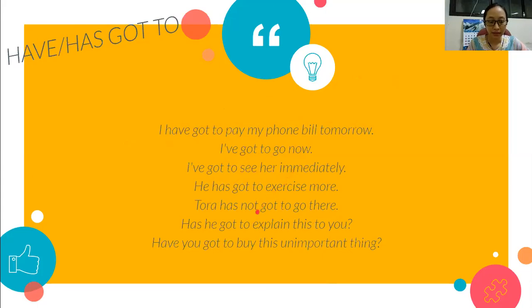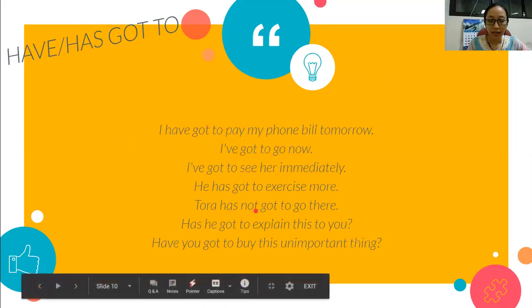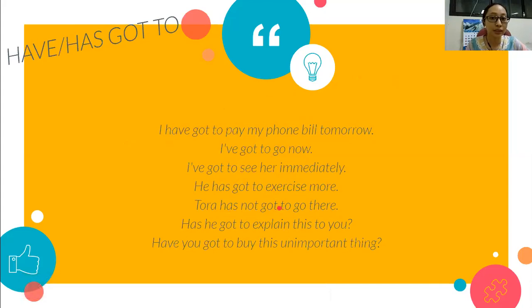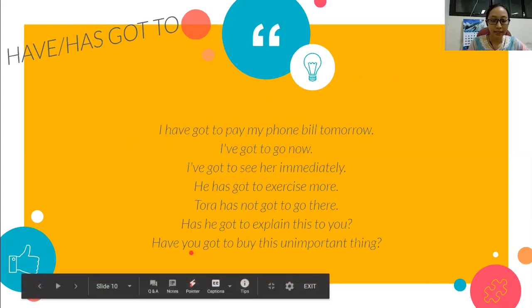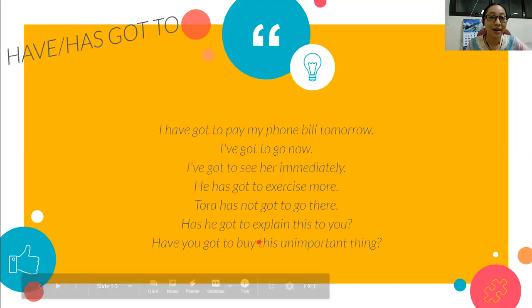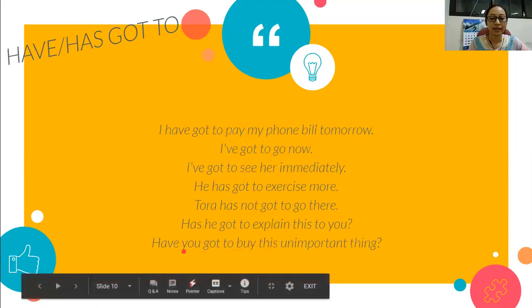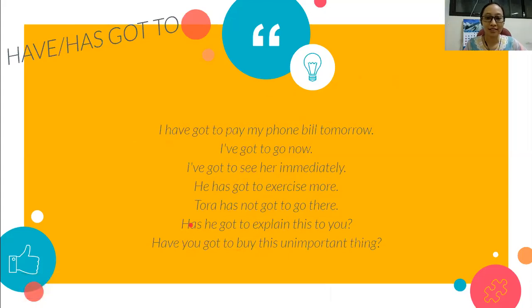Kalimat negatifnya, Tora has not got to go there. Tidak wajib, tidak perlu ke sana. And this is for the interrogative. Have you got to buy this unimportant thing? Harus ya kamu beli barang yang nggak penting ini. Okay. Remember, this is for informal situation.